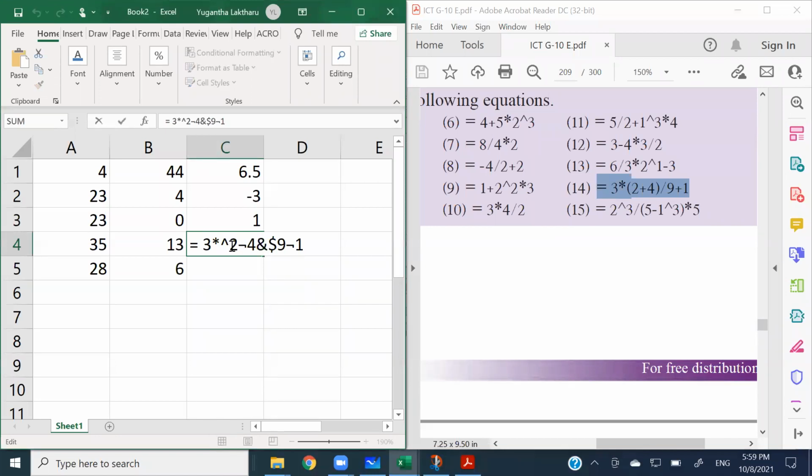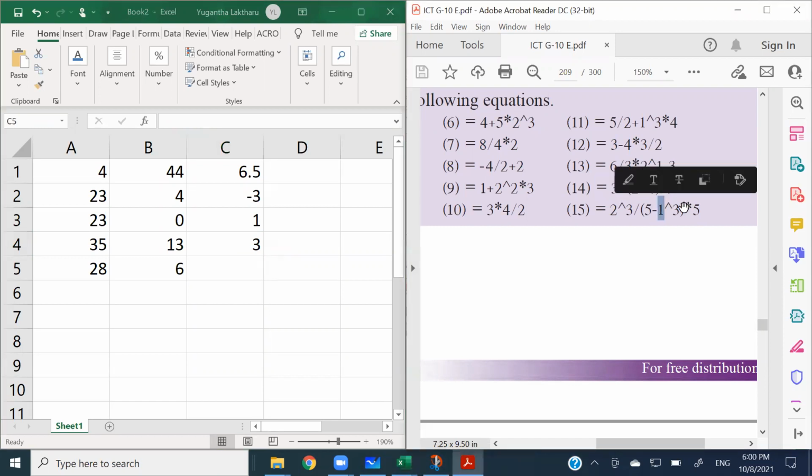It has some brackets, right? Here it has a bracket, and here it has a bracket. And this is division, this is addition, and this is addition again. Yes, 3 is the answer. Very good. And the 15th.